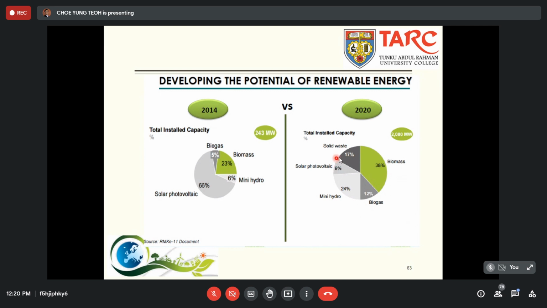And solid waste. Solid waste is also considered as a biomass. That means from the municipal solid waste, we burn it, or from landfill gas, we collect the gas, and then run the power plant. Okay, all of these are contributed by the feed-in tariff.